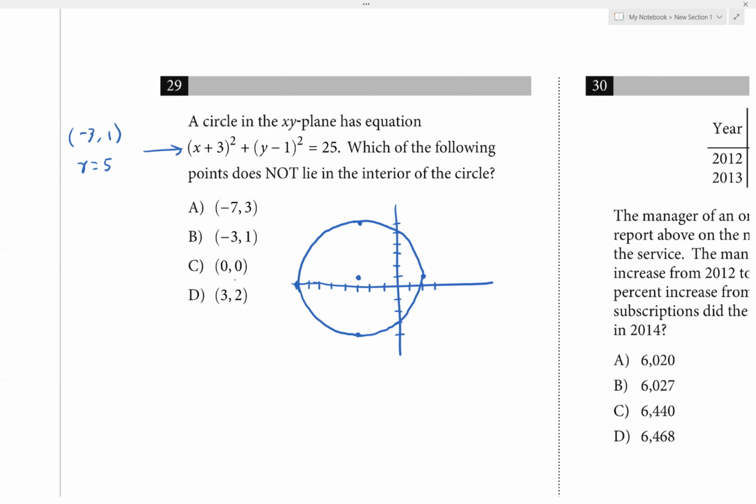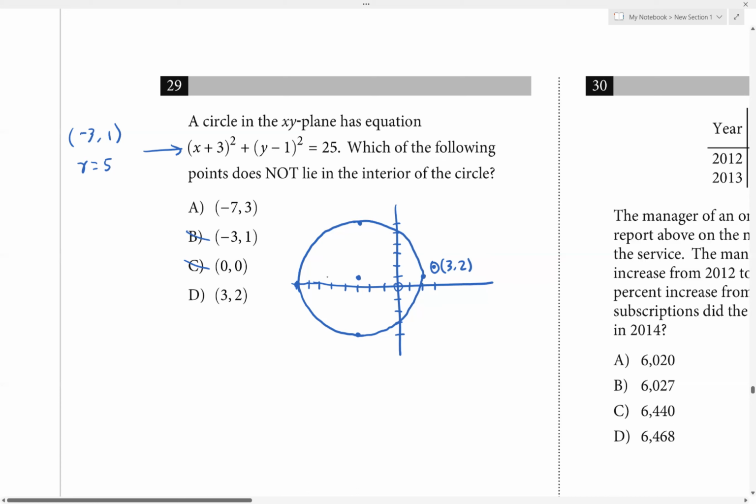All right, so we know for sure (0, 0) is definitely inside. Okay, (0, 0) right there. So that's not the answer. That's the inside. And then (3, 2). Well, where is (3, 2)? Seems like (3, 2) is on the outside, right? Okay, (3, 2) right there. But let's just verify this. (−3, 1) is actually the center, so that's definitely going to be on the inside, so not the answer.